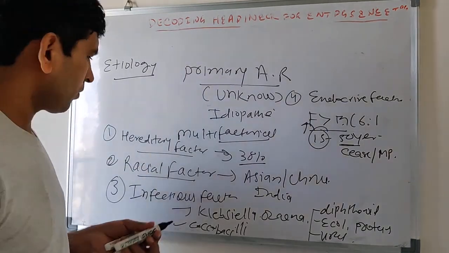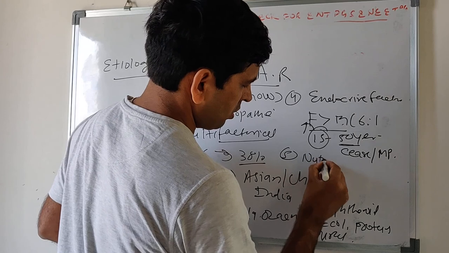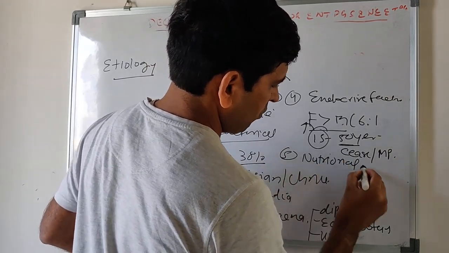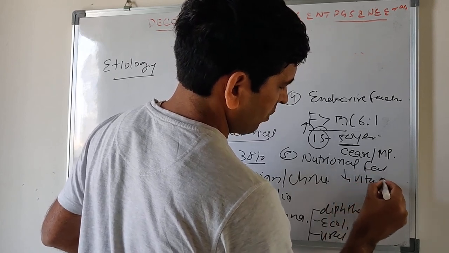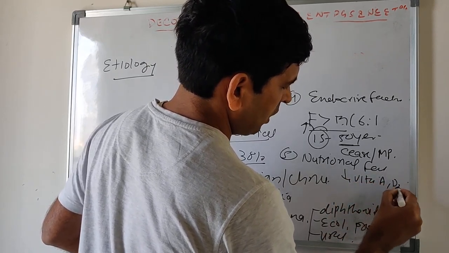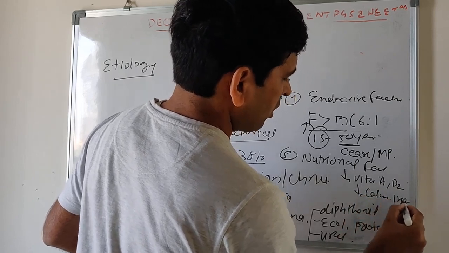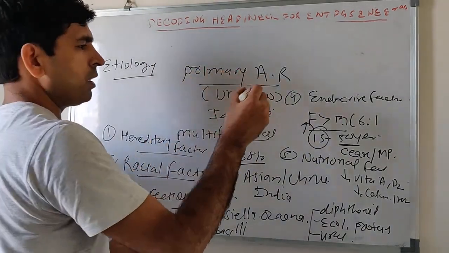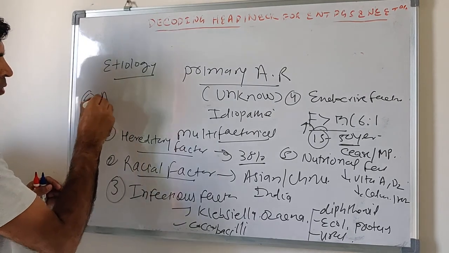Now, the fifth one is nutritional factor. There may be decreased vitamin A, vitamin D2, calcium, or iron. These also lead to this disease. And there is another factor, the sixth, which is autoimmune.